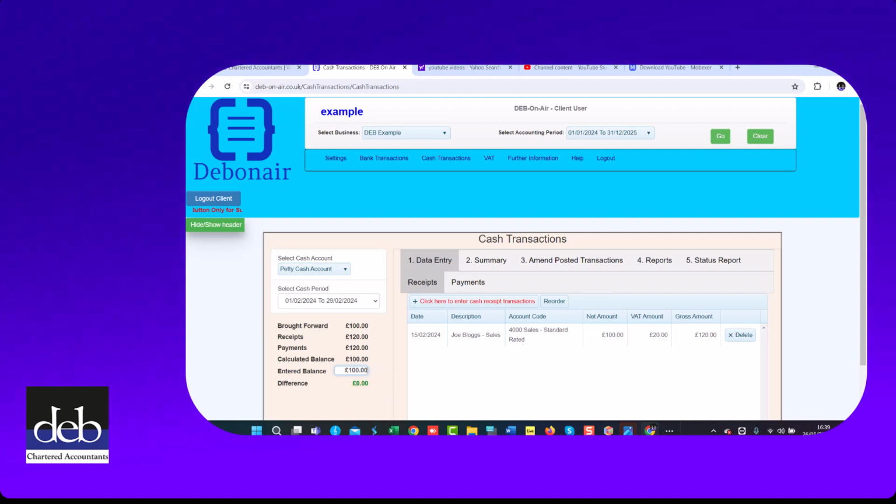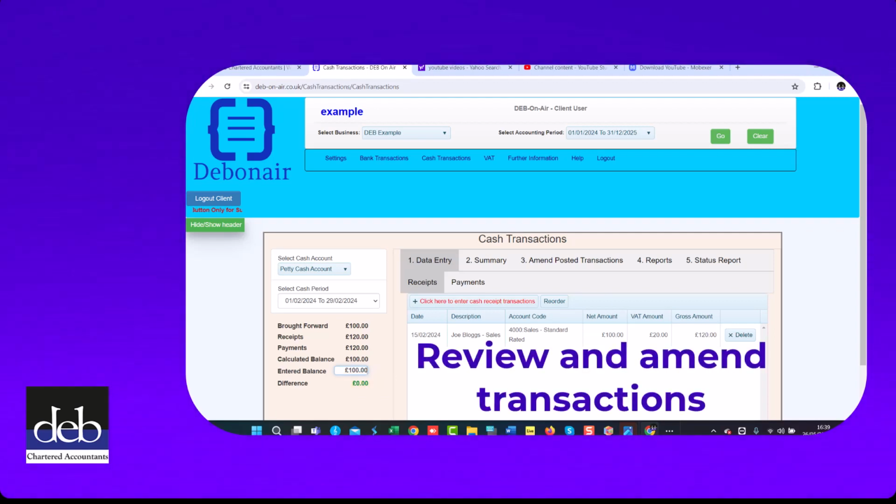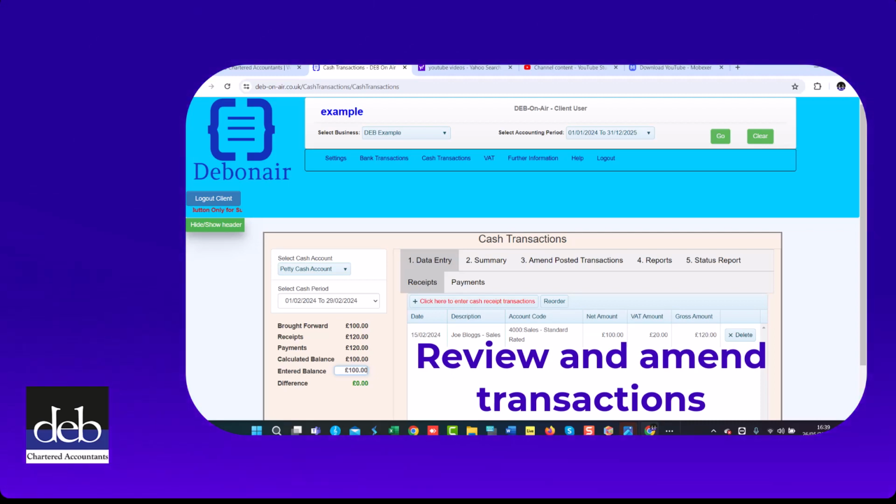If the amounts differ, then you'll need to review your entries to locate where you have gone wrong. This could be due to missing transactions out, such as money that you've introduced into the business to pay for some of the cash payments that you have made.